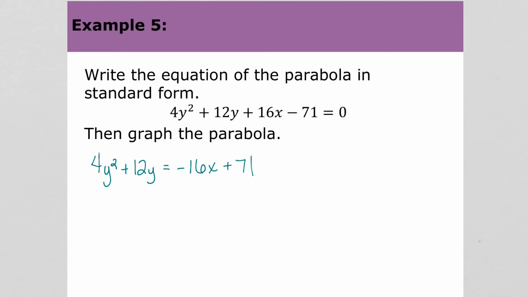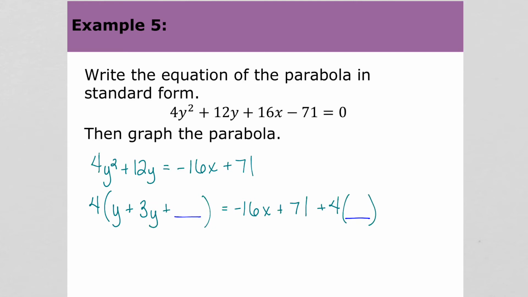Now we're going to complete the square with the 4y squared plus 12y. Before we can complete the square, we need to factor out a 4. And we're going to be adding something in there. Since we've factored out the 4 and we need to add something, that something on the right side too, we'll need to do 4 times that something on the right-hand side.